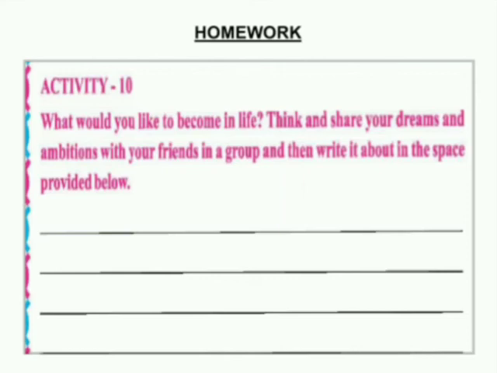Children, this brings us to the end of our chapter number 2. I hope it was an amazing and wonderful experience for you as you learned many new things about science and inventions.